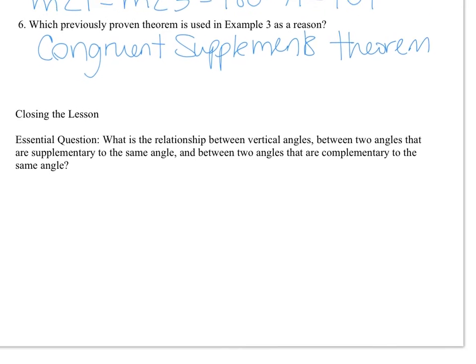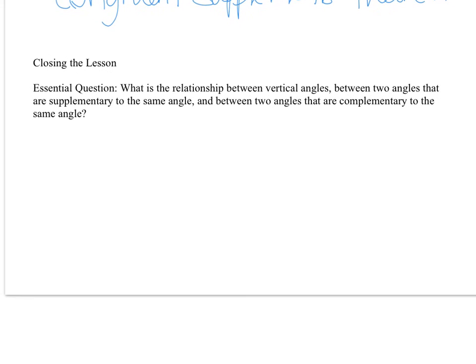Close out the lesson here. What is the relationship between vertical angles, between two angles that are supplementary to the same angle, and between two angles that are complementary to the same angle? First off, vertical angles are congruent.